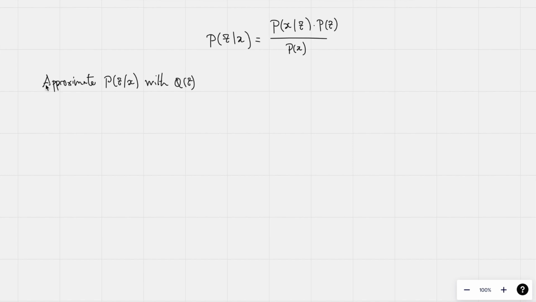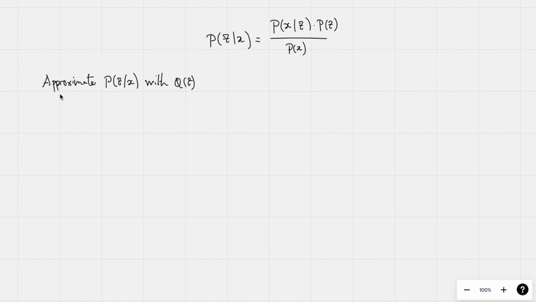But if we choose Q to be in a class of relatively simple distributions, like the Gaussians or the Poisson distributions, for instance, then maybe we can get a good approximation to P that will have almost all the same properties as P of z given x, with much simpler calculations. Also observe that P of z given x of course depends on x, even though this is a distribution of z, and that our approximation here does not depend on x.